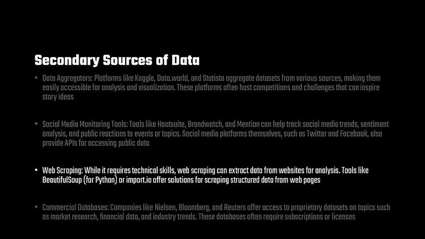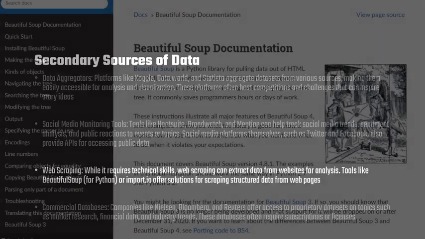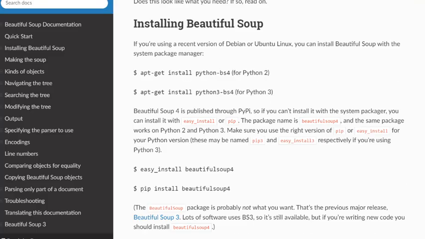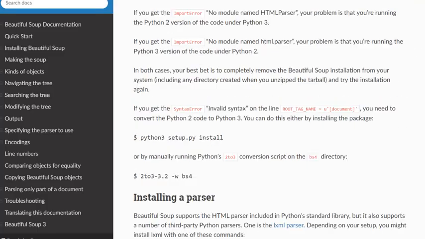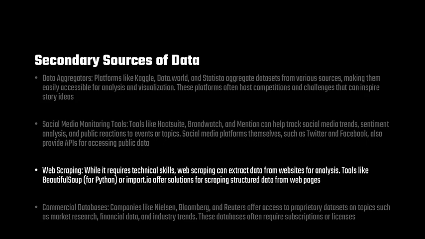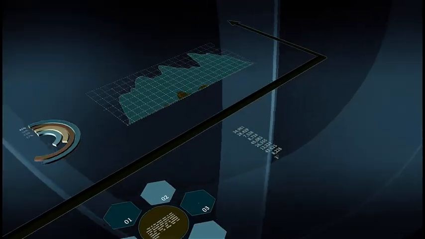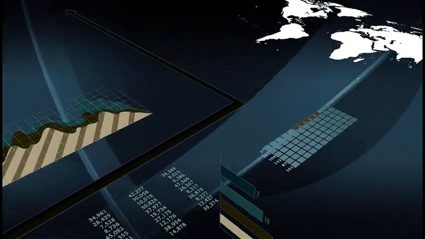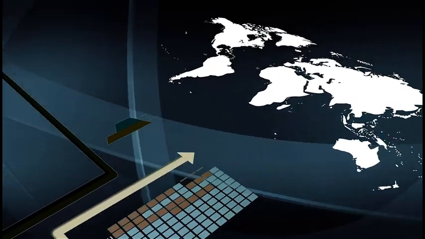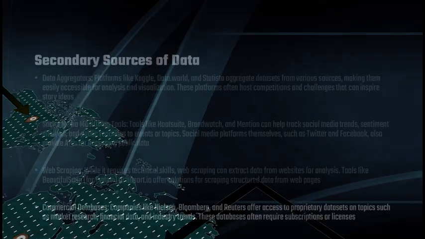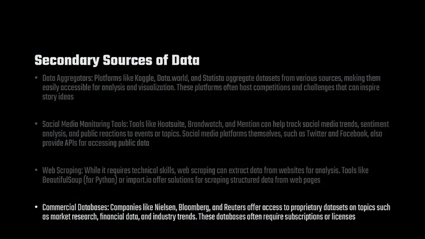Web scraping. While it requires technical skills, web scraping can extract data from websites for analysis. Tools like Beautiful Soup for Python or Import.io offer solutions for scraping structured data from web pages. Commercial databases. Companies like Nielsen, Bloomberg, and Reuters offer access to proprietary datasets on topics such as market research, financial data, and industry trends. These databases often require subscriptions or licenses.